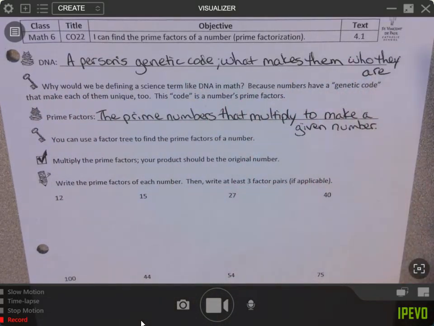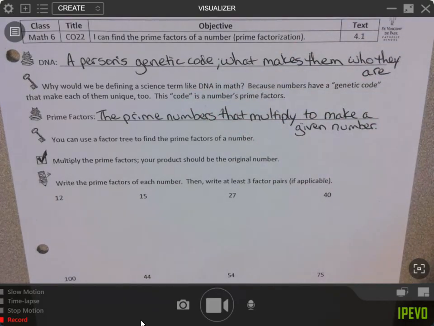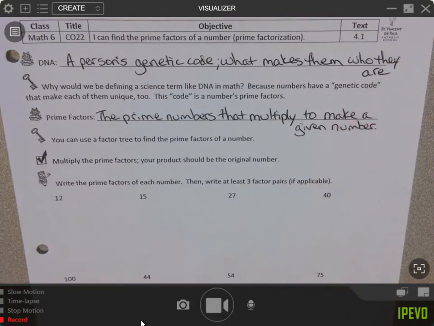DNA is a person's genetic code. What makes them who they are? What makes you uniquely you? Numbers are the same thing. What makes a number that number? What can we break it down to? You break down your genes into your genetic code, your DNA. You can break a number down into the primes that we multiply together. So why would we be defining a science term like DNA in math? Because numbers have that genetic code that make each of them unique too. This code is a number's prime factors.